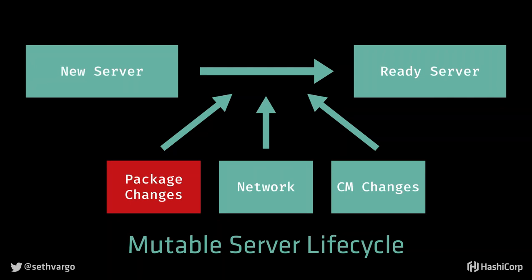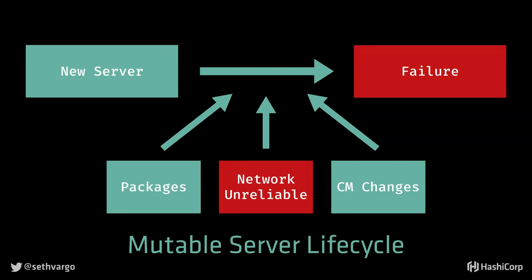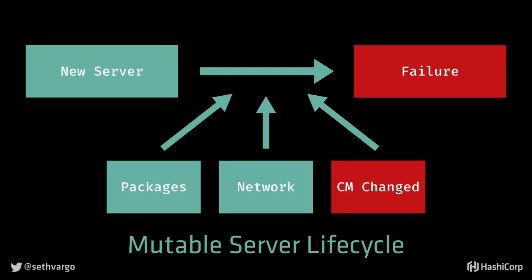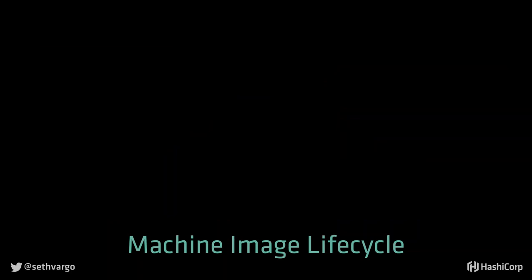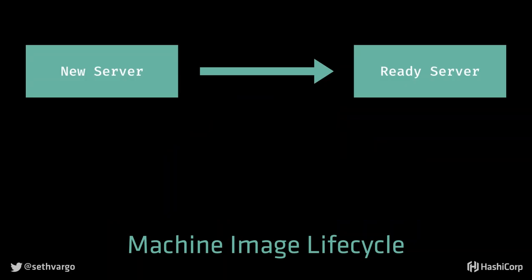Is everyone locking their packages to exact versions? What if that particular CDN is down? What if there's an unreliable network where the ability to download a package is just restricted? What if configuration management has changed and that's introduced a breaking change? All three of these lead to failure. The problem is that this failure is happening in front of the user. This machine has already been added to the load balancer, it's already running, and then we run config management on it, and all of a sudden that machine is different, but it's in the path of customer downtime. When we compare that to the immutable infrastructure or the machine image lifecycle, the goal is still the same: take a base server and move it to a ready state.